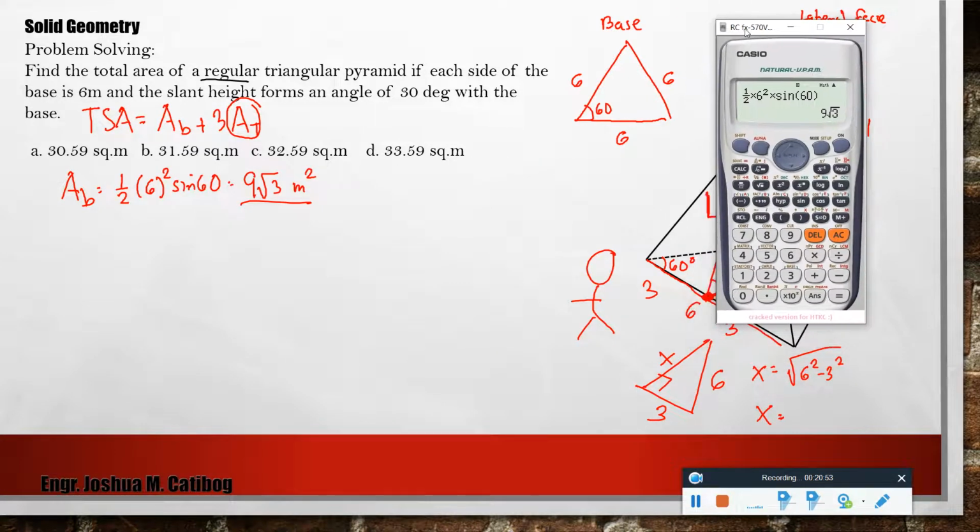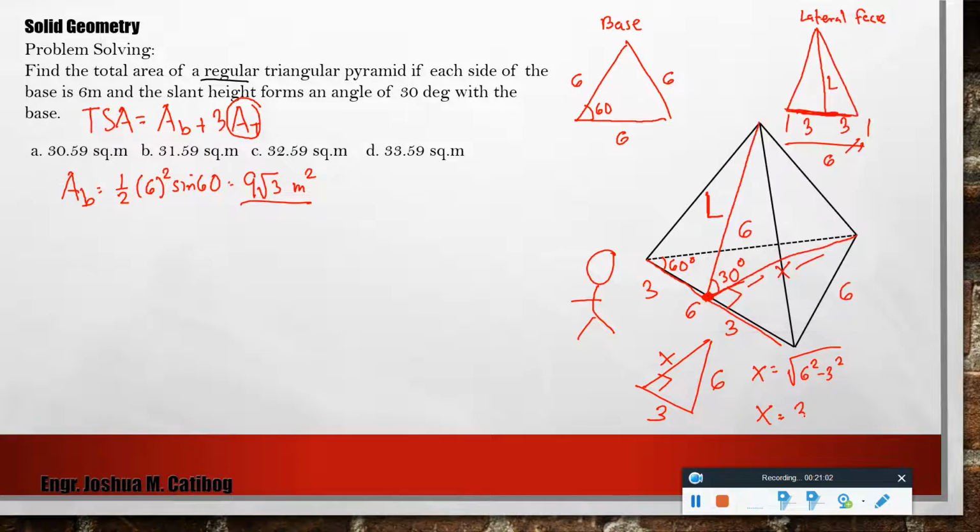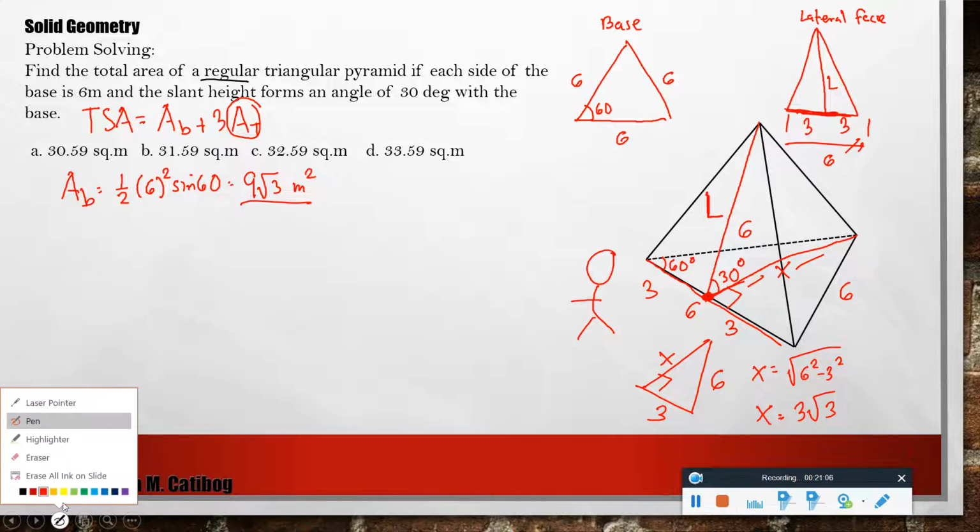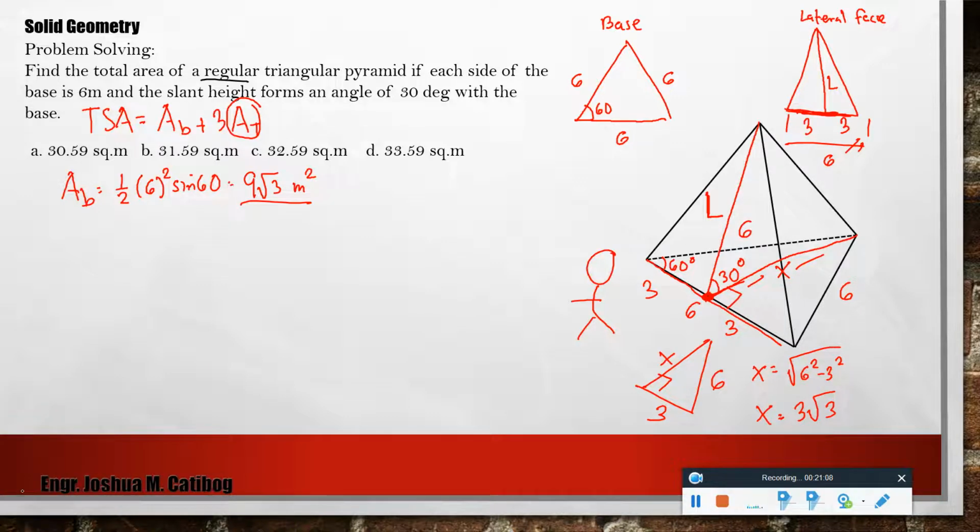Papakita ko po kung para saan po yan. So, x is the square root of 6 squared minus 3 squared. So this is what? 3 square root of 3. So yun po yung x natin. Makinig guys, saan nyo po gagamitin yan? If I am going to draw from the apex papunta po sa ating base, which is the center, the center of our base, ito pong kulay itim na yan.